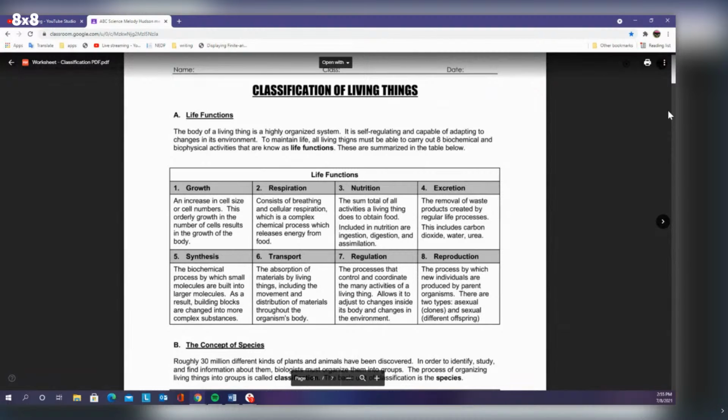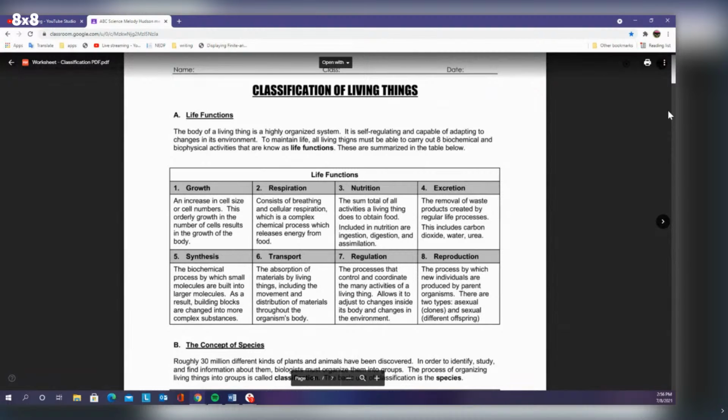The first thing a living thing must be able to do is to grow. That's either by increasing the size of the cells or the number of cells, and the growth takes place in an orderly fashion. Number 2, it must be able to breathe, or have respiration take place at the cellular level. That is a complex chemical process which releases energy from food. So we have it within the cells, or we have breathing, which we as mammals do when we breathe in oxygen and give off carbon dioxide and water.